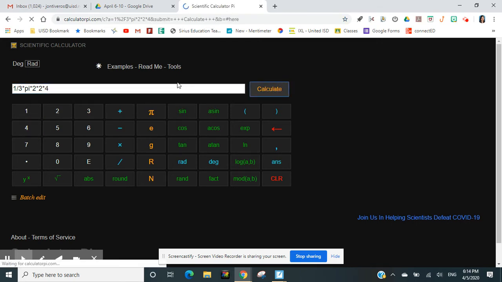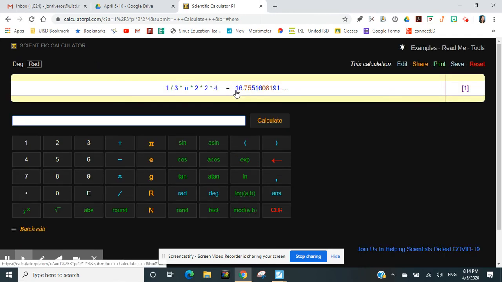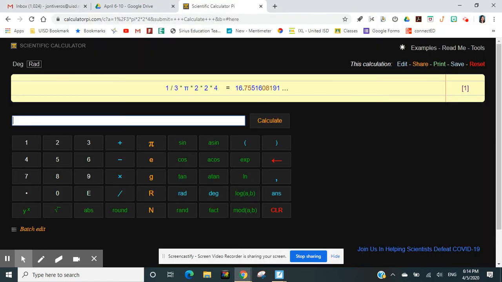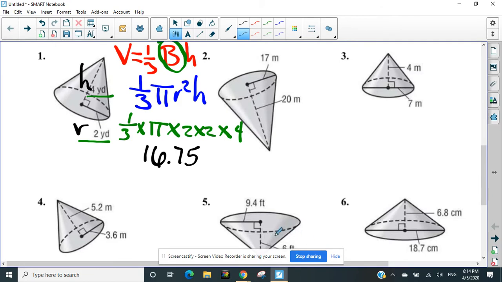We're going to calculate, and notice that the answer is 16.75. So 16.75, correct? Let me just double check. Yes, 16.75, correct.